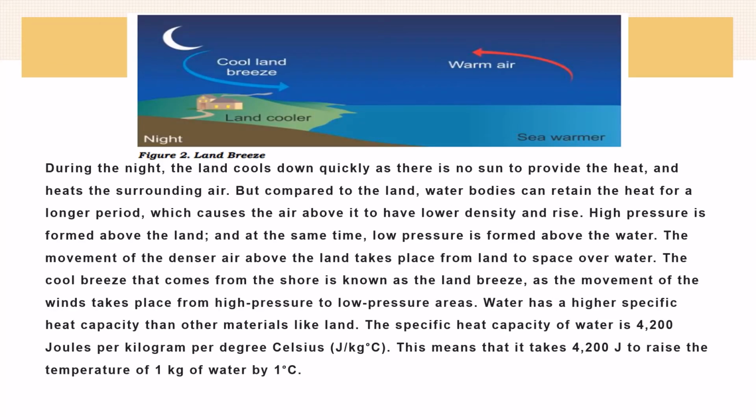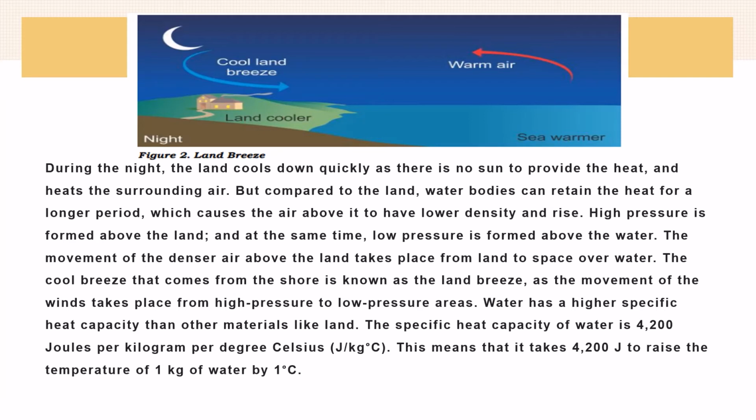During the night, the land cools down quickly as there is no sun to provide the heat. But compared to land, water bodies can retain the heat for a longer period, which causes the air above it to have lower density and rise. High pressure is formed above the land, and at the same time, low pressure is formed above the water. The denser air moves from above the land to the space over water. The cool breeze that comes from the shore is known as the land breeze.